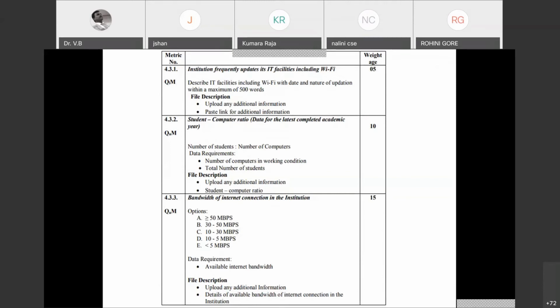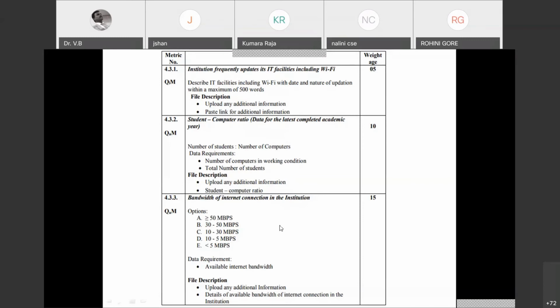And next one is the student to computer ratio. One important thing that we have to remember is, remember in your extended profile, we included the number of computers. So when we are saying student to computer ratio, we should not include the computers that are available in the office or the account section for administrative purposes. They are different. And once we say a student to computer ratio, this includes computers to which students have access.